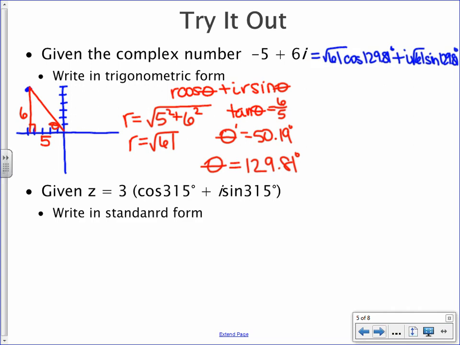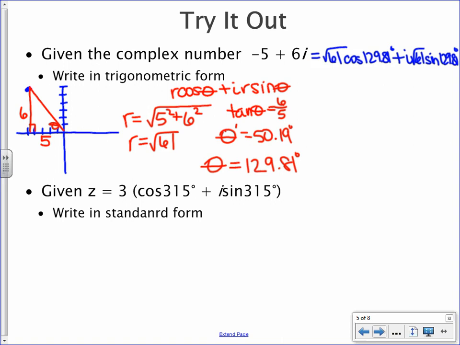Now let's go the other way. I'm giving you a complex number in trig form. I want it to be written in standard form. Oh, I have an extra n in standard. I wouldn't go with that. Sorry. My fingers got happy, apparently.